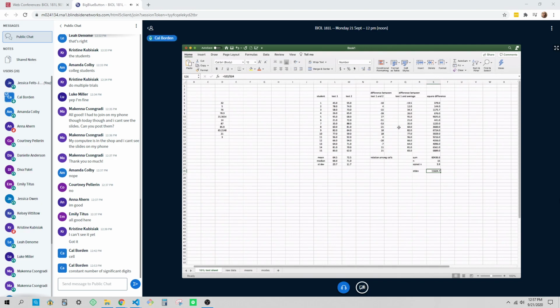Okay? I will do one more thing, and then I'll open this up for questions. And that is, let's say, oh, that's what the problem is. So you see this difference between test one and average? Look over here at my equation. Test one is L6, and the average was L22. But when I just dragged and dropped, it's now telling me that the test difference is L7 and L23, but L23 is the median. What does this one say? Well, this one says L24. I don't want L24 either.